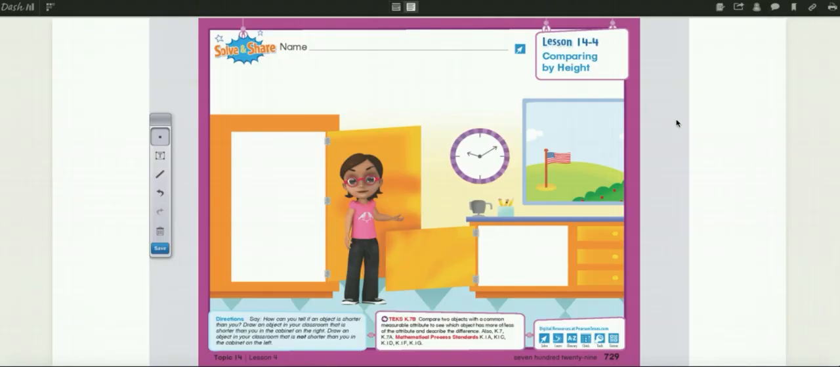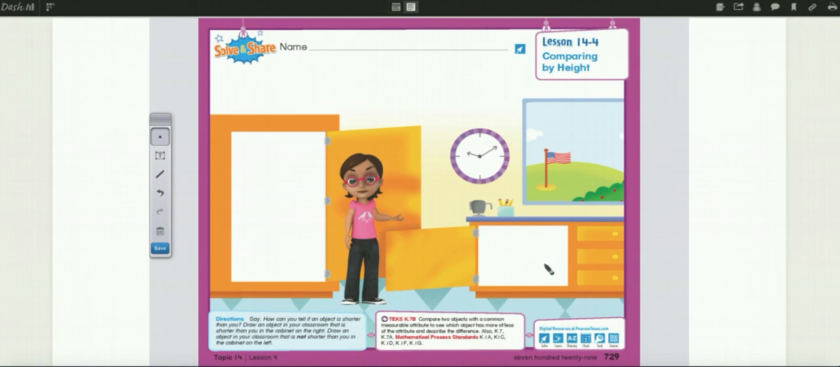Okay, next we're going to do math. For today, we're going to be talking about comparing by height. How can you tell if an object is shorter than you? Draw an object in your classroom that is shorter than you in the cabinet to the right. Can you think of something that is shorter than this cabinet?